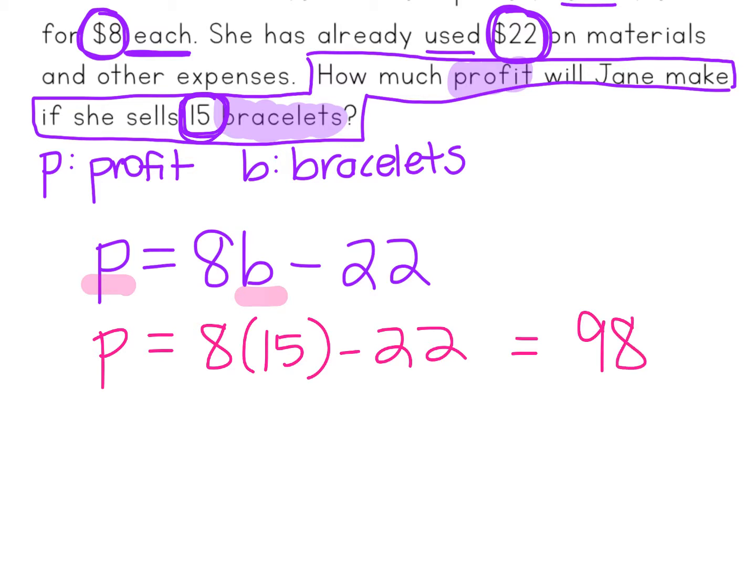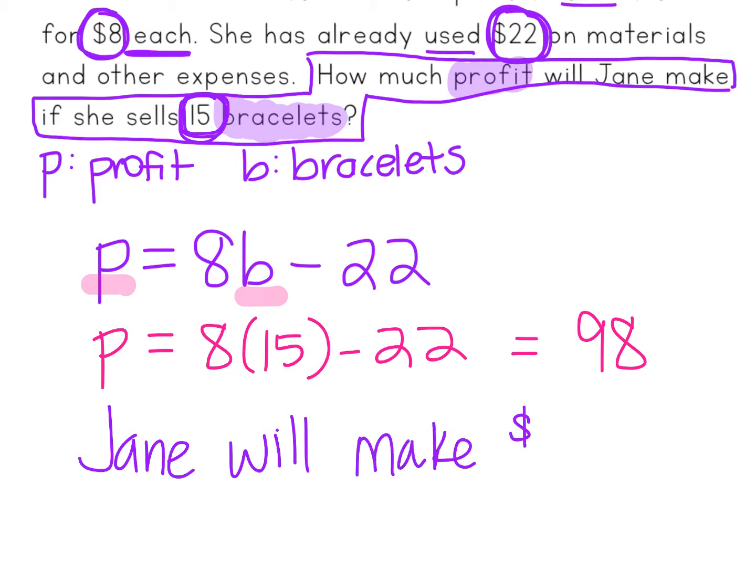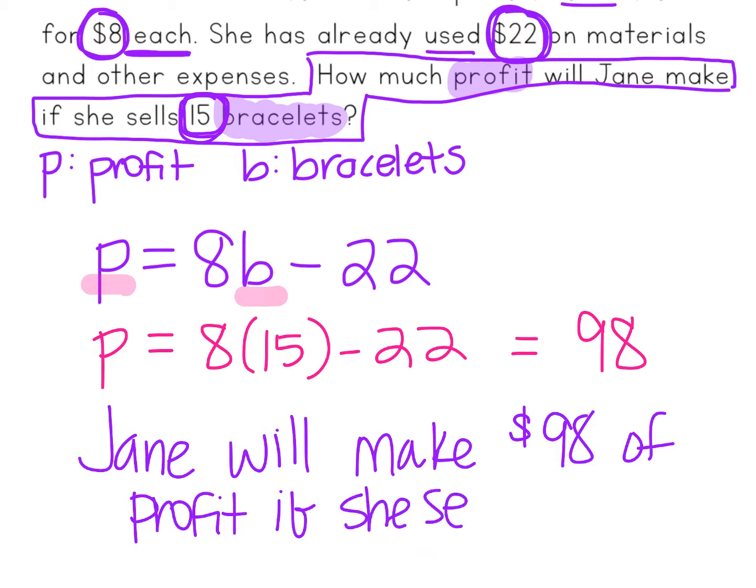But part of the S is to write a sentence. I want to answer my question the way I would if I were talking to somebody in conversation. I know the answer is 98, but what does 98 represent? It represents her profit. So if I'm answering the question, how much profit will Jane make if she sells 15 bracelets? When I put it in a sentence, it should be, Jane will make $98 of profit if she sells 15 bracelets.